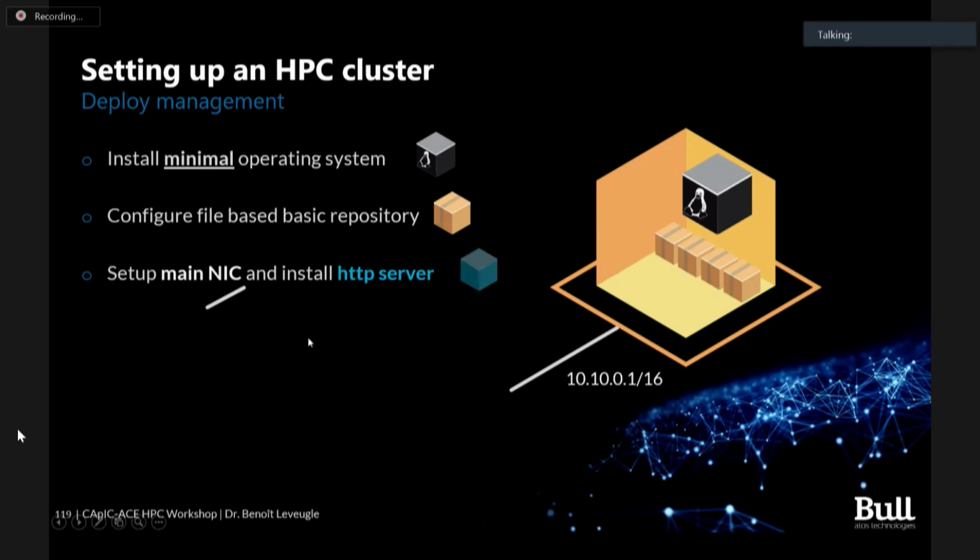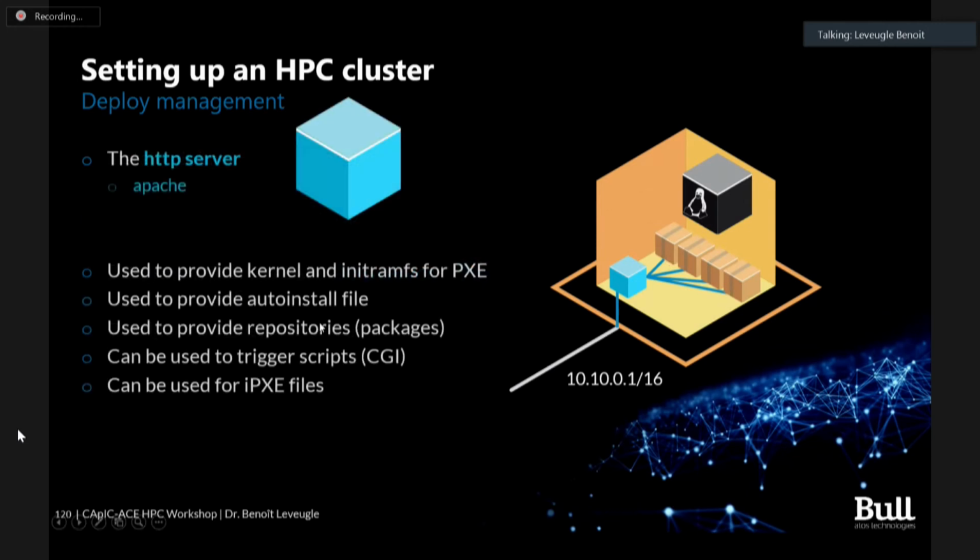Then you install the HTTP server. The HTTP server will link your repositories to the network. So it will allow other systems on your own network to grab packages and to install them. So it will link the repositories to the network. Configure the HTTP repository, so finalize everything, etc.